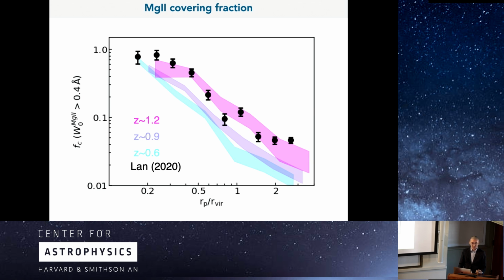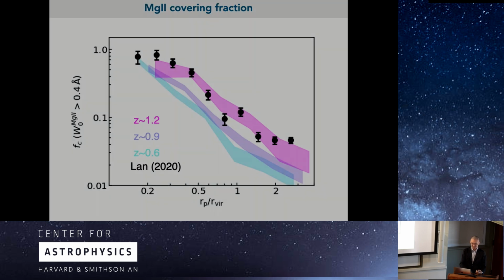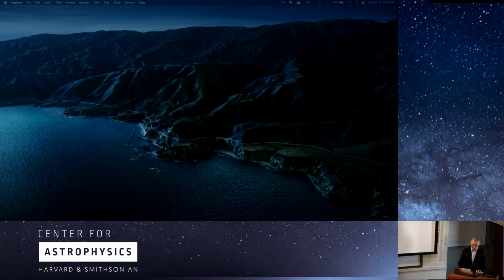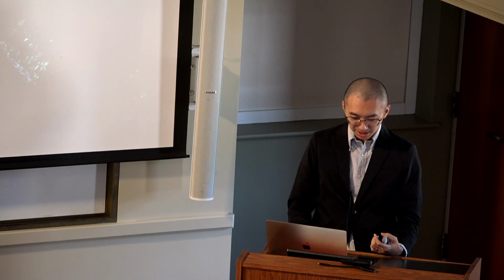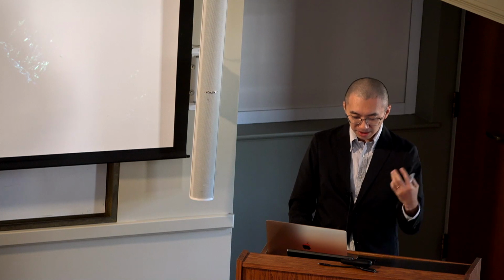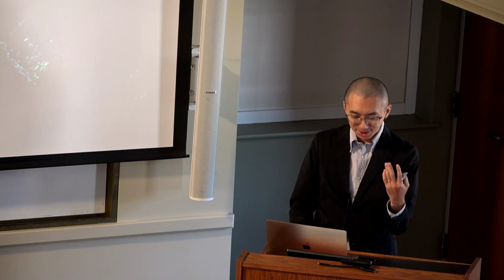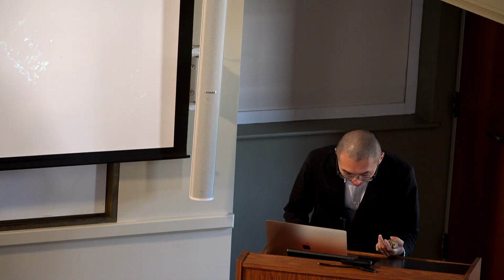Yeah, very nice talk. I had a question about where the carbon-4 comes from. So locally, a popular model for carbon-4 is interfaces or mixing layers between cool clouds and a hot CGM. Could that be working here? Could we be seeing interfaces? That's a very good question.